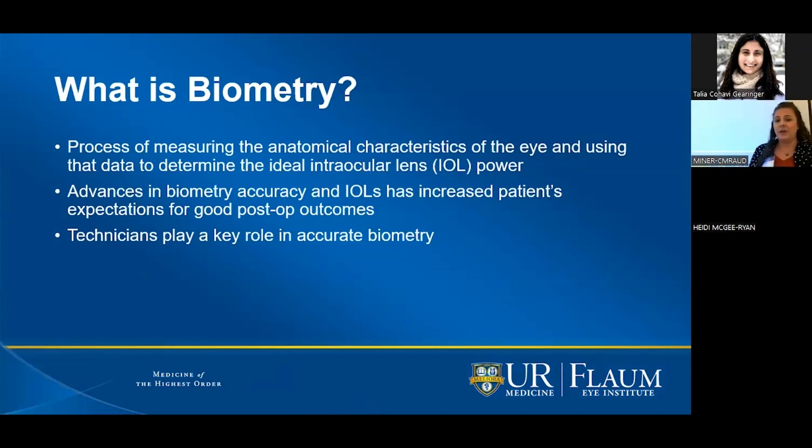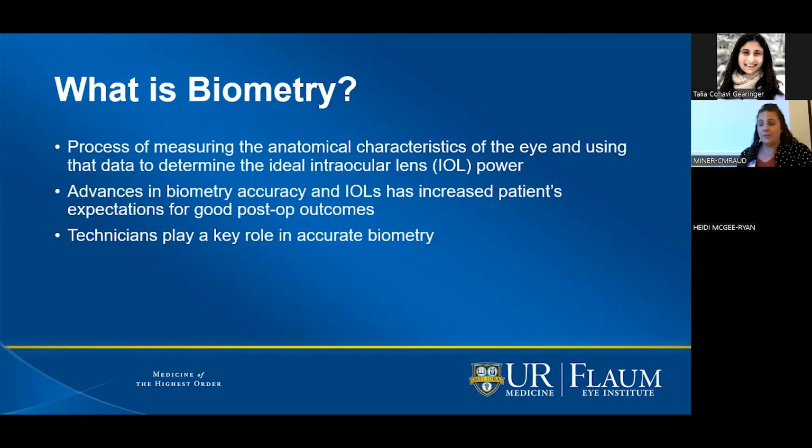So to start off, what is biometry? Biometry is a mathematical calculation, but when it's related to ophthalmology, it's the process of measuring the anatomical characteristics of the eye and using that data to determine the ideal intraocular IOL power. There's been a lot of advances, like I mentioned, even in my career with biometry, but also with these IOLs. So that has really increased the patient's expectations for a good, positive post-op outcome.